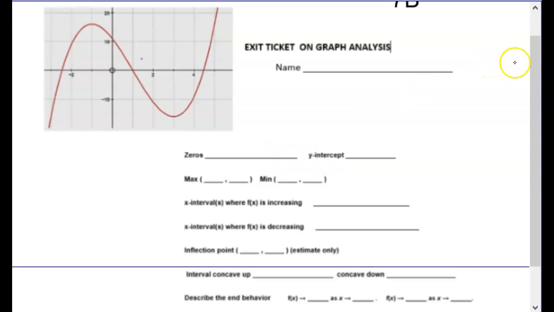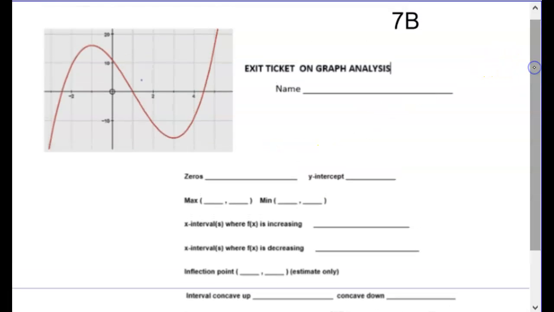Okay, so we are reviewing for summative 4, and we're starting by doing 7B, the top one that says exit ticket. We're going to do this one for a warm-up. And I gave everybody 2 minutes, so now we're going to quickly go through the answers. Natalie, can you tell me what you wrote for zeros?